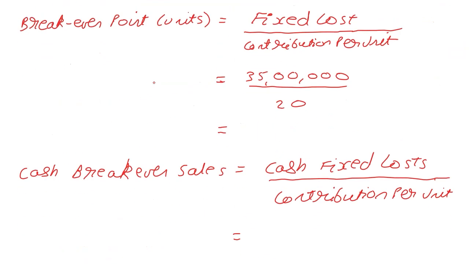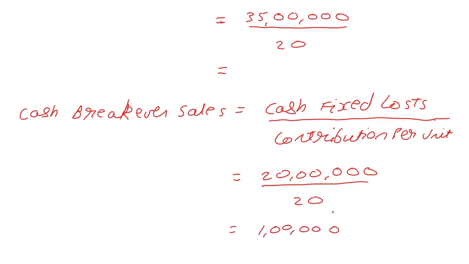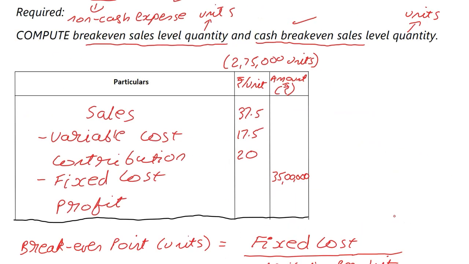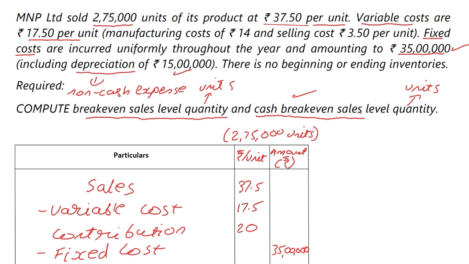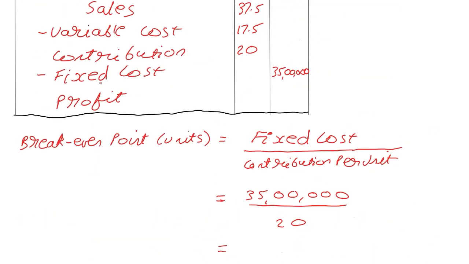35 minus 15 is 20 lakhs. So I have 20 lakhs upon the contribution per unit, which is 20. And I think life is easy over here. I can easily calculate 1 lakh units as my answer to the cash break-even sales. So the cash break-even sales is 1 lakh. Feel free to write it. Cash break-even sales is 1 lakh.